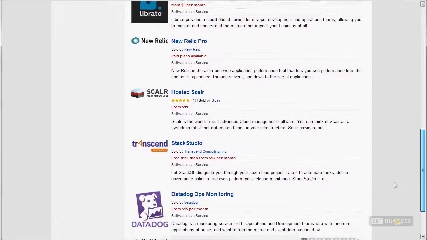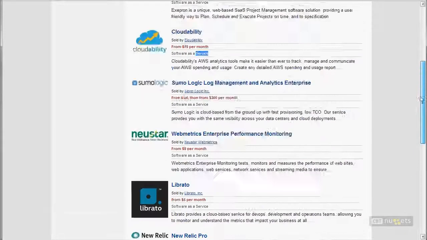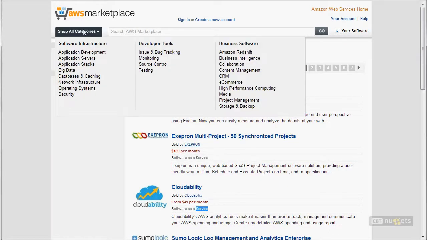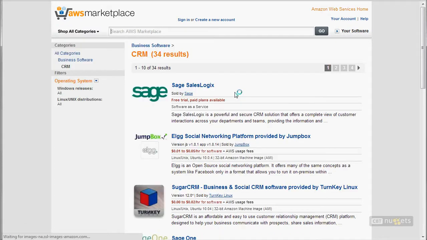So if there's something that you might be looking at building yourself and you're like, man, it's going to take my team days or weeks to figure this out and compile this, you might look at the marketplace and say, hey, has somebody already done something for me? Has somebody already created, for instance, sales logic that they can already have an instance ready to run in the cloud where I don't have to spend the time doing that? That's what the marketplace is there for.